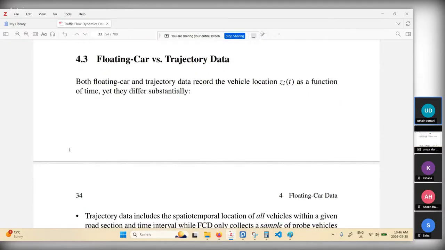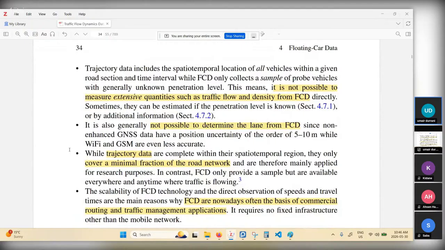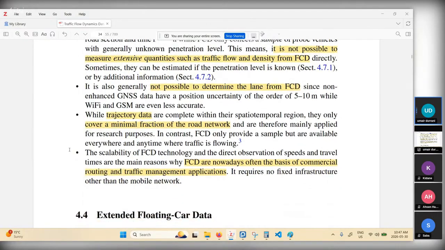Next section is floating car versus trajectory data. So as we discussed before, trajectory data is providing us with a lot of information, but here they say that it is not possible to measure extensive quantities such as traffic flow and density from floating car data. We do get extensive quantities from trajectory data, but we cannot do that from floating car data directly. It is not possible to determine the lane from the floating car data.